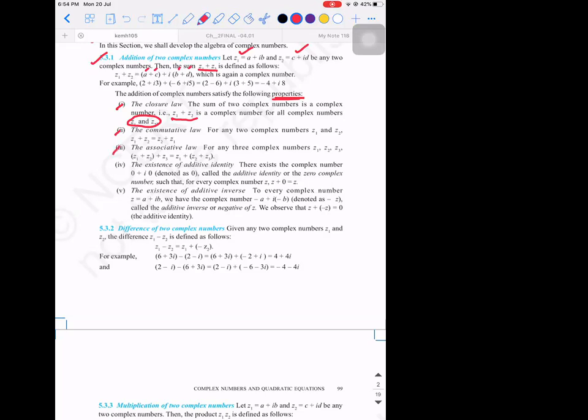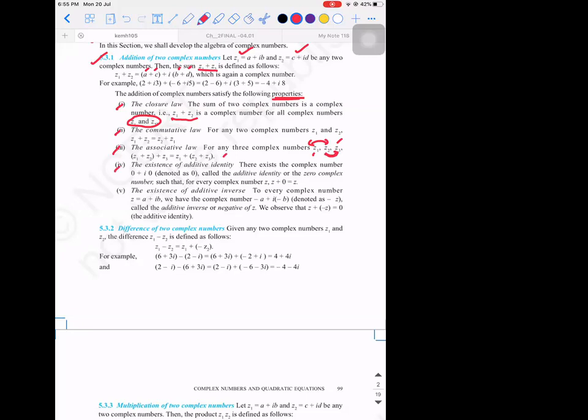Third one, the associative law. For any three complex numbers Z1, Z2 and Z3, you add Z1 and Z2 first and then add the result to Z3. This is the same as adding Z1 to the value of Z2 plus Z3. This is a very, very simple concept.